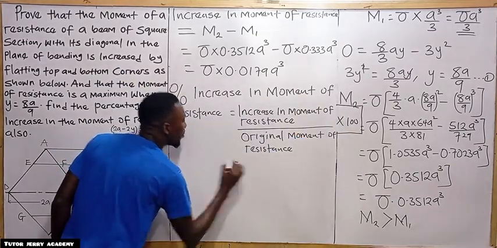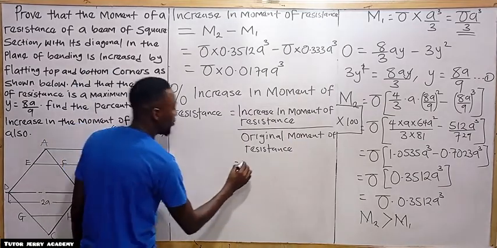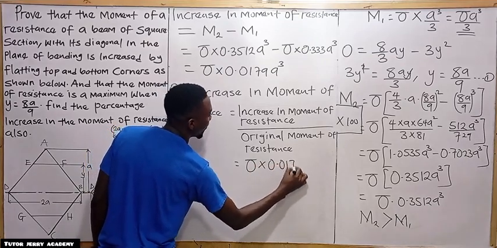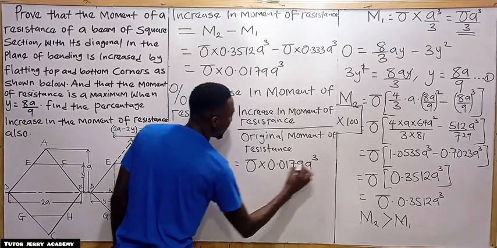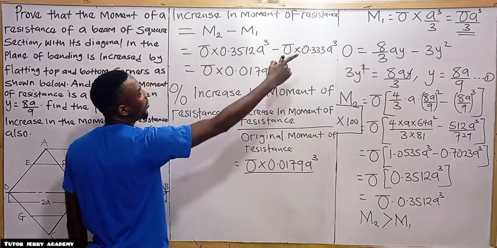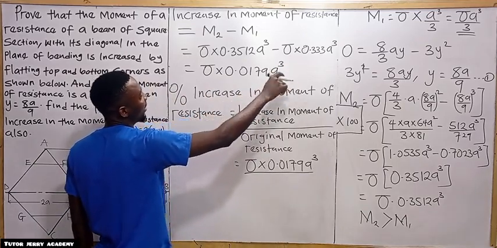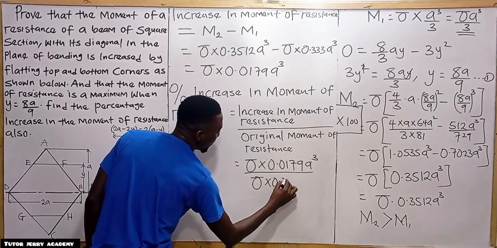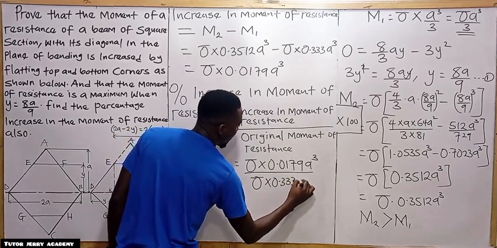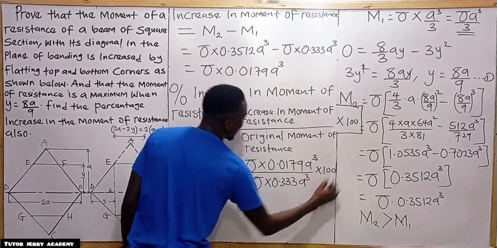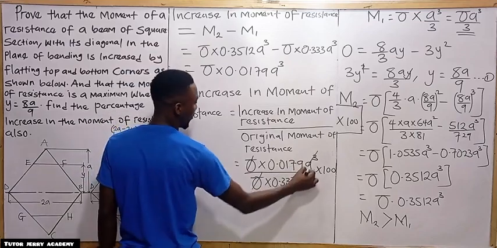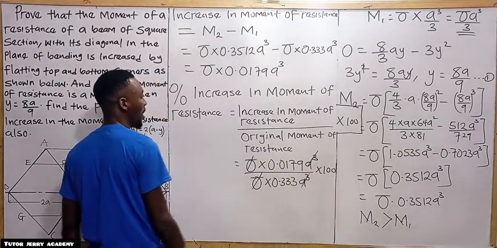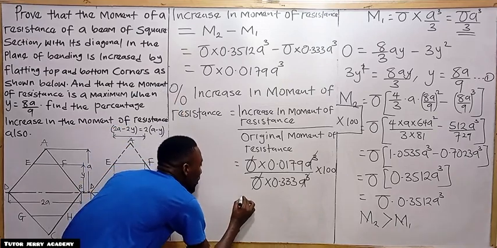So this will be equal to stress multiplied by 0.0179 a to the power of 3 all over what? All over the original moment of resistance, that is stress multiplied by 0.333 a to the power of 3, times 100. So stress will go with stress, a to the power of 3 will go with a to the power of 3. You divide this by this and you multiply by 100. I'm going to have 5.37%.